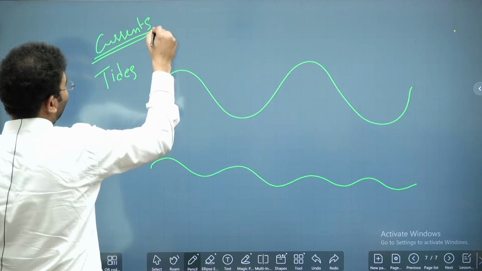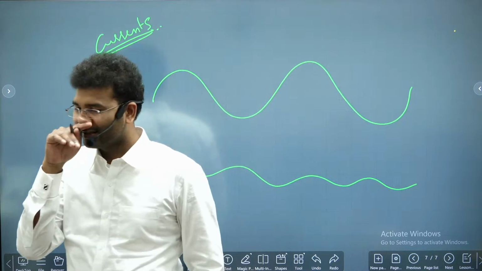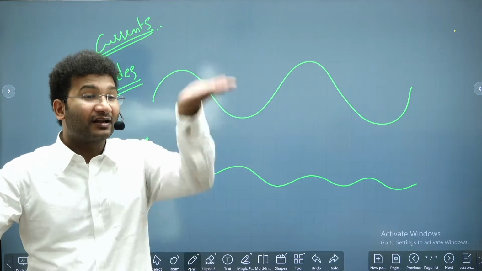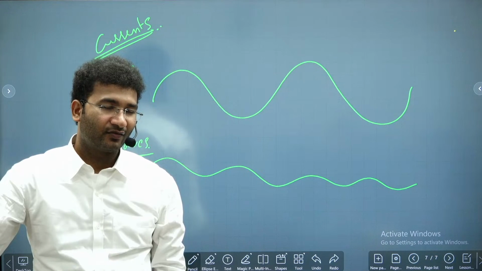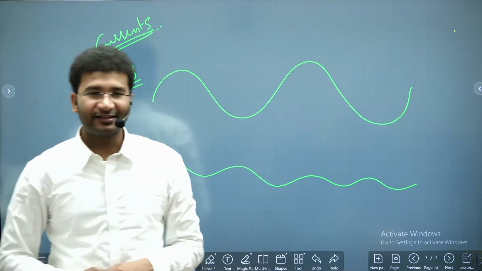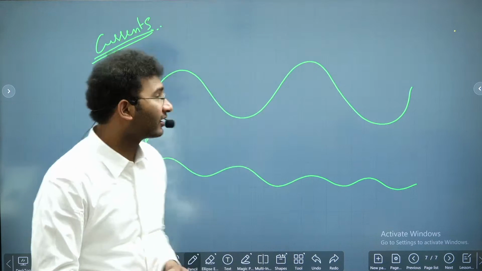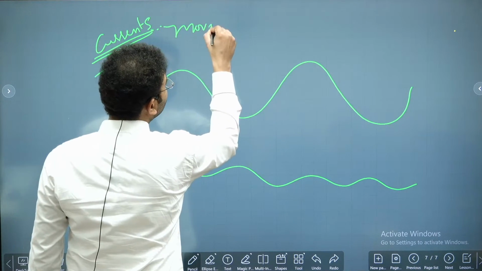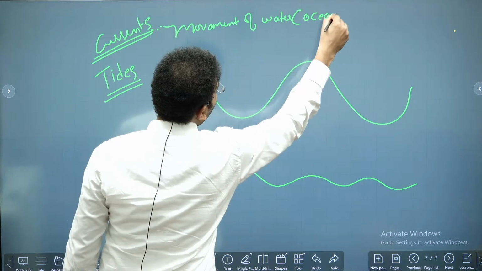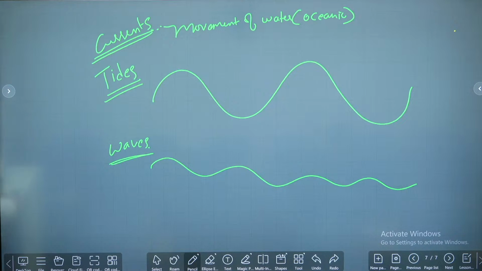I'll add another term, currents. How do you define them? These definitions are given in the NCERT books itself. It says that tide is nothing but when water rises up and falls down. Vertical movement of the water is tides. Wave is nothing but motion or the movement of energy. And current is movement of water. That is oceanic water. This is movement of oceanic water. That is your currents.